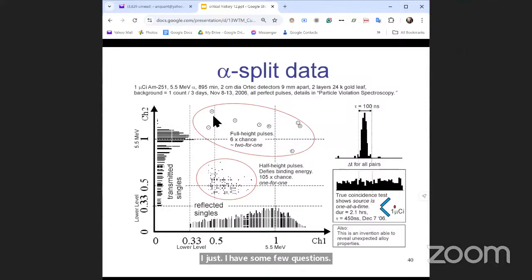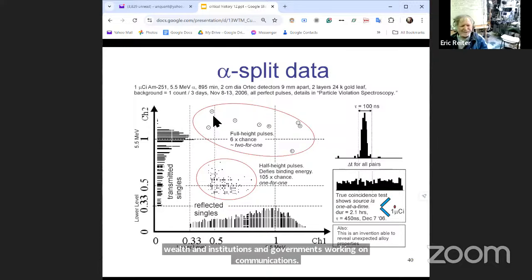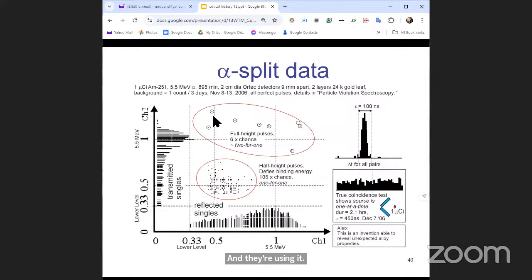One of my questions is about entanglement. It would appear that you're not accepting the current theory of entanglement. I wonder, there are companies around the world and institutions and governments working on communications, and they're using the theory of entanglement. So I wonder if you could explain quantum communication based on your theory of preloading, and also if there are limitations in terms of distance for communication via entanglement or preloading.